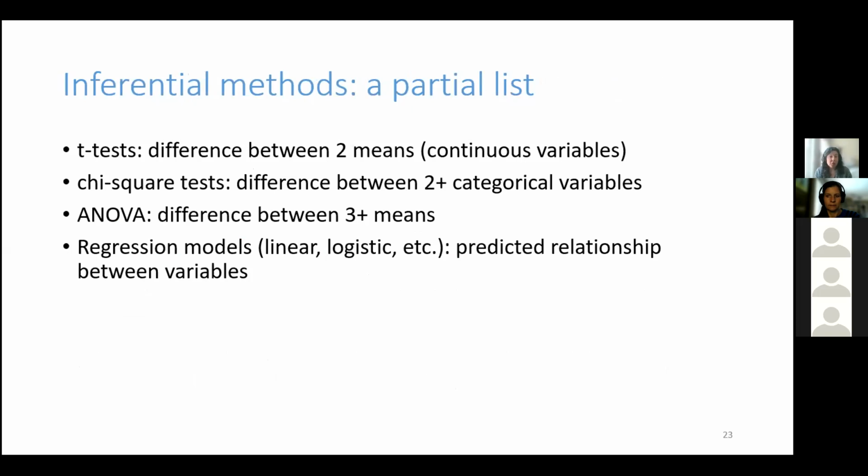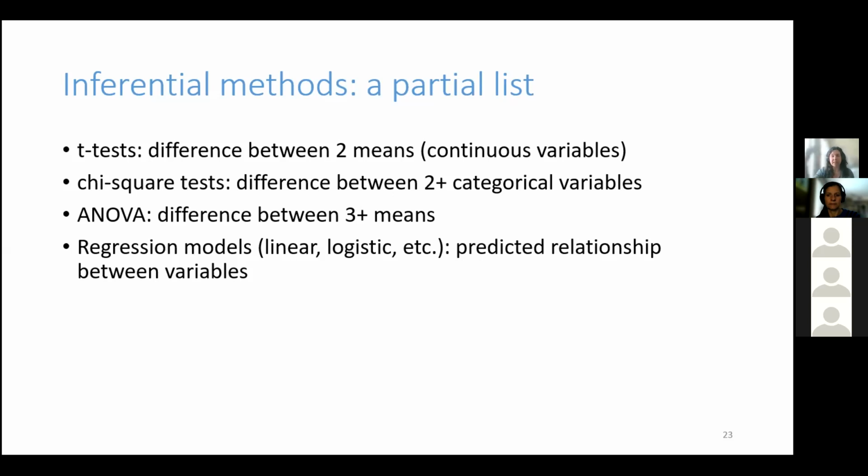Once you get into inferential methods, this combines both categorical and continuous data. There are lots and lots of options. That's where those flowcharts I showed you come in really handy. This is a super partial list, but it's probably the most common things that you'll use. T-tests are when we look at the difference between two averages, two means, in continuous variables. Chi-square tests are when we have categorical variables and we want to see if the percent of people with 0 cats versus 1 cat versus 2 cats is different among women and men. That would be a chi-square test.